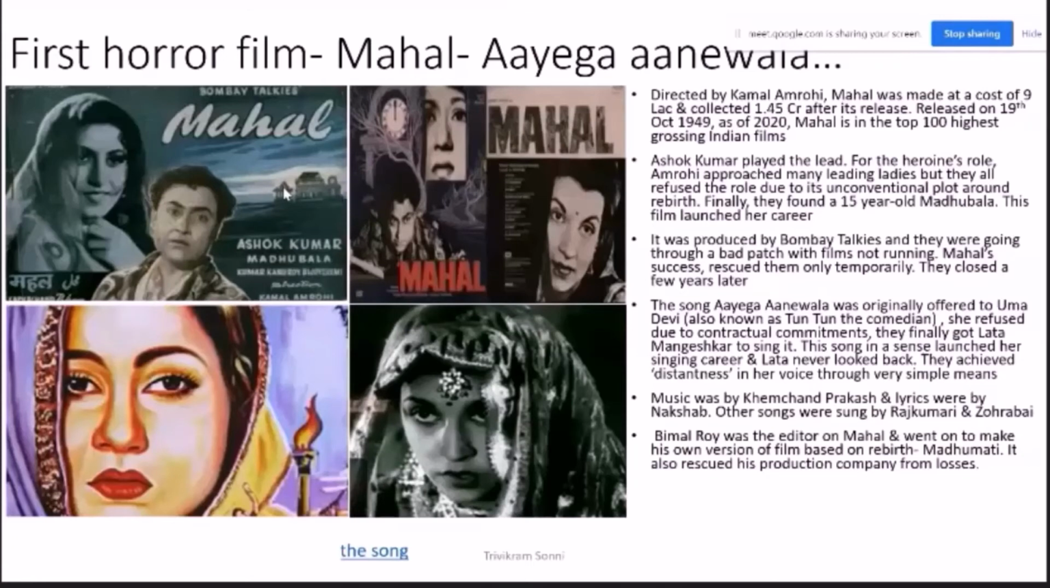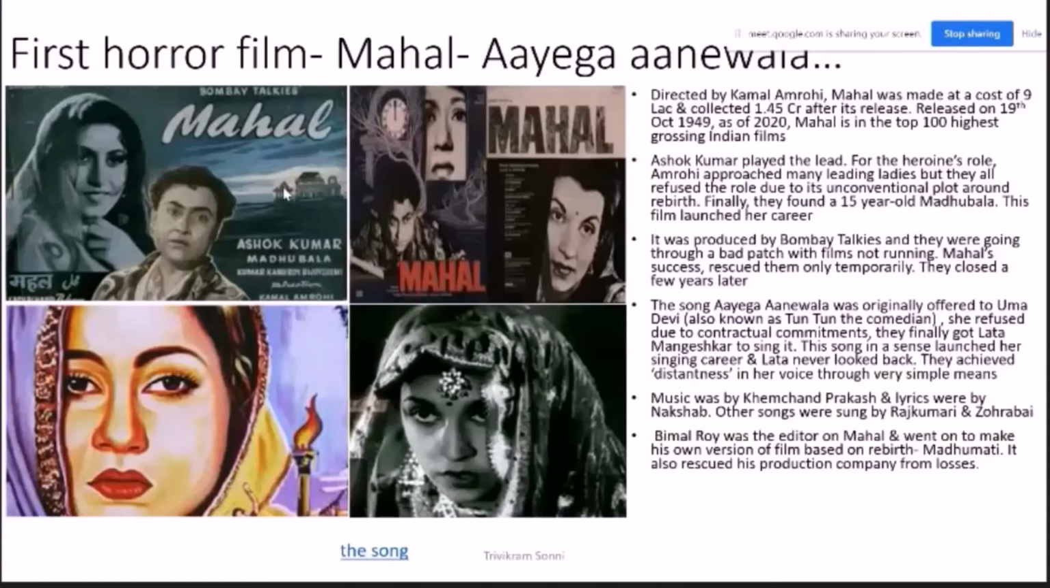So a bit about the song. It's an iconic song. The music director is Khemchand Prakash, lyrics were by Nakshab. The song was originally offered to Uma Devi, who is no one else but Tuntun. She started as a singer. She had other contractual obligations, so she refused. They finally got Lata Mangeshkar to sing it. This, in a sense, also launched her career. When she has been asked subsequently in interviews, she has said this song made my career.